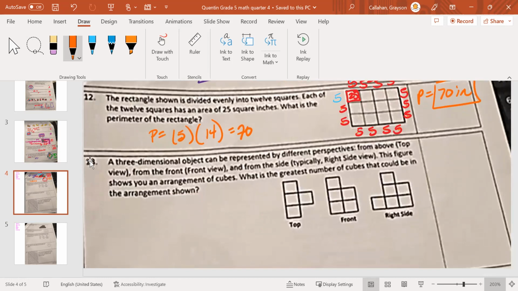A three-dimensional object can be represented by different perspectives: from above, the front view, and from the side, typically the right side. The figure shows you an arrangement of cubes. What is the greatest number of cubes that could be in the arrangement shown?